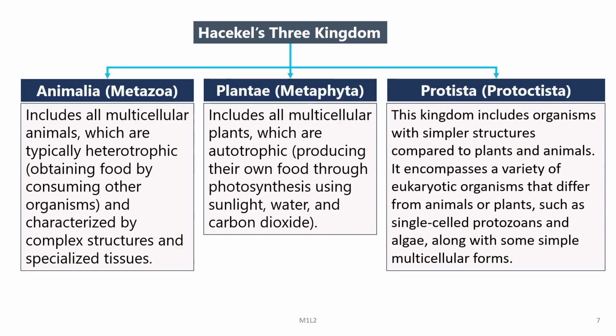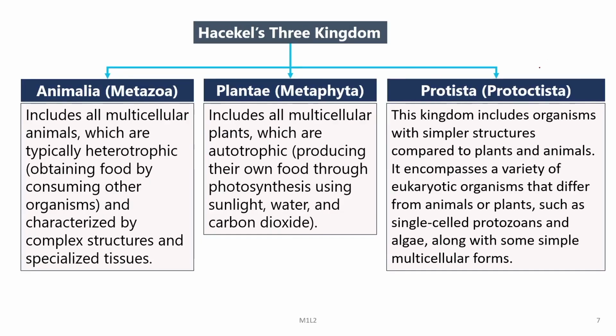They produce their own food through photosynthesis using sunlight, water and carbon dioxide, and they are also called the primary producers, and higher animals survive on plants and or derived material and energy from plants for their survival. And the third kingdom that was added by Haeckel is the Protista, which is also known as the Protoctista.